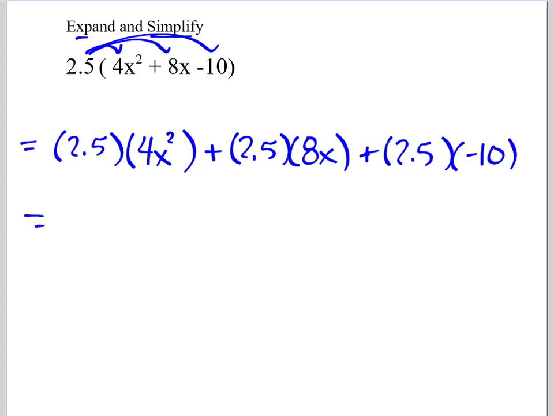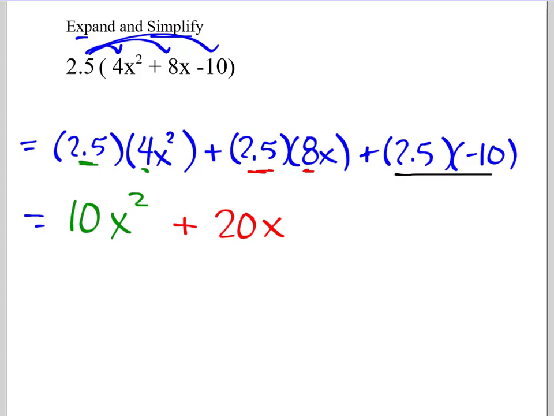So this is 2.5 times 4x squared. So only these numbers are going to play together. There's nothing with the x squared to influence or change it. So I should get 10x squared. Okay. Go to the second term. Again, same thing, only the whole numbers are going to play together. So 2.5, that's two groups of 8 and another half of a group of 8, so 8, 8, and 4. So that should be 20x. And then lastly, 2.5 times negative 10, so I definitely have a negative answer. And I'm moving my decimal place over one spot, so it becomes 25. Okay?